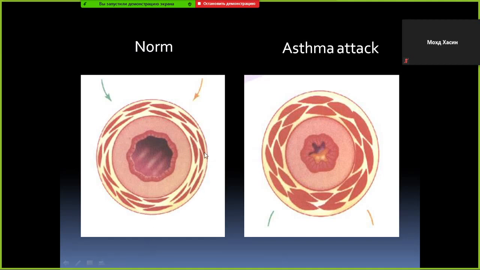So this picture illustrates normal bronchus and bronchus in case of asthma, a bronchial asthma attack. So we see that all these mechanisms lead to narrowing of the bronchus. So spasm, inflammatory edema, hypersecretion of mucus, infiltration and edema of mucosa. All these mechanisms lead to narrowing of the bronchus during a bronchial asthma attack. So it means that the main syndrome of bronchial asthma is broncho-obstructive syndrome.